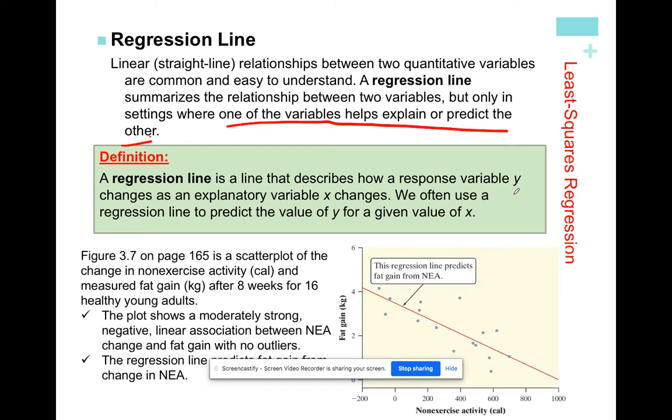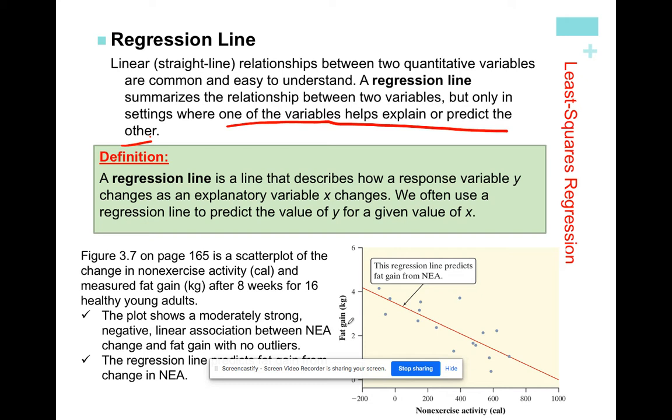So here's an example that's going to be pretty prevalent throughout the next couple of lessons, where we look at non-exercise activity and fat gain. You have a scatter plot here, and then this red line is our regression line. So we can describe our scatter plot. We have a relatively strong negative linear association between non-exercise activity and fat gain. There are no apparent outliers in the data set.